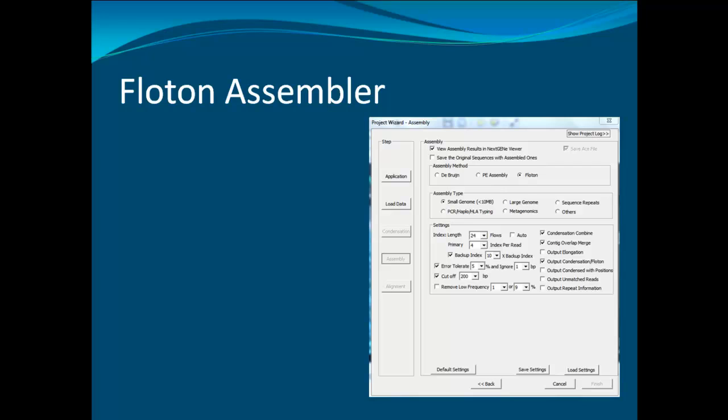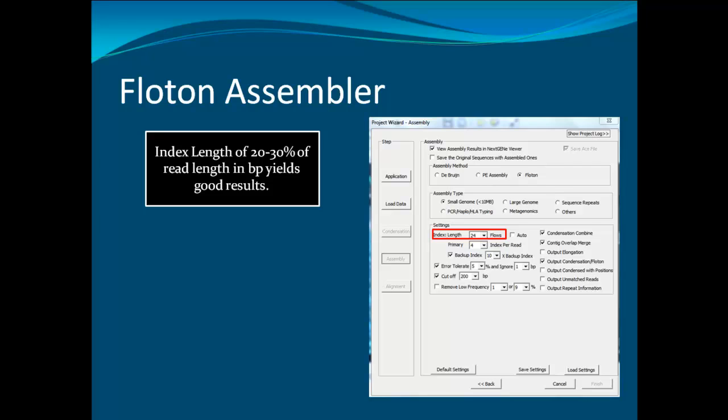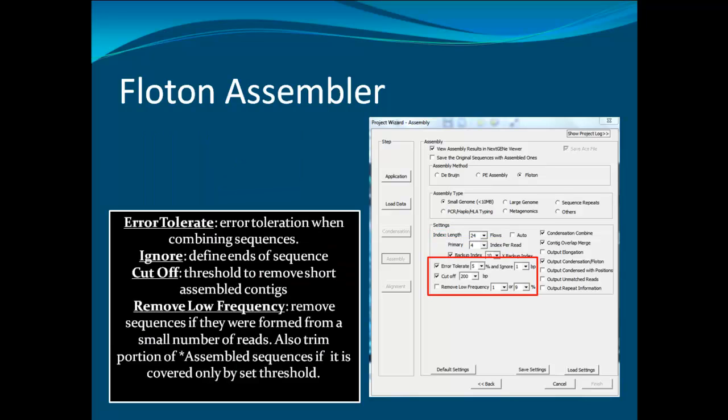In the Project Wizard Assembly page, select Floton as the assembly method along with the small genome application type. The default setting generally works well for most datasets. One suggestion when using the Floton Assembler is to set the index length about 20 to 30% of read length in base pair for best results. For this particular dataset, the length is set to 24.